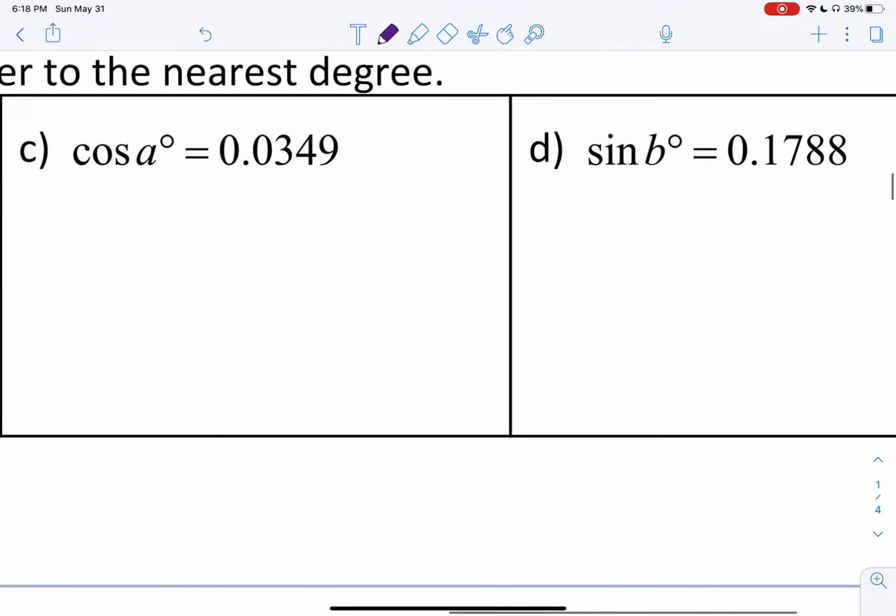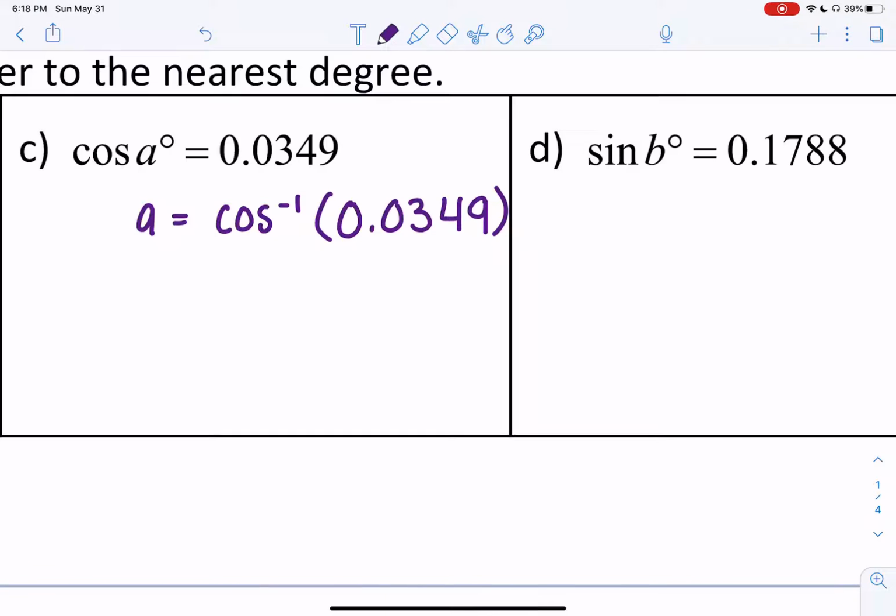Next, for C, we have cos A equals 0.0349. So in order to get A all by itself, I just need to undo the cos. So that's what that cosine inverse does, is it undoes it. So I'm going to do cos inverse of 0.0349, and that will give me 88 degrees.